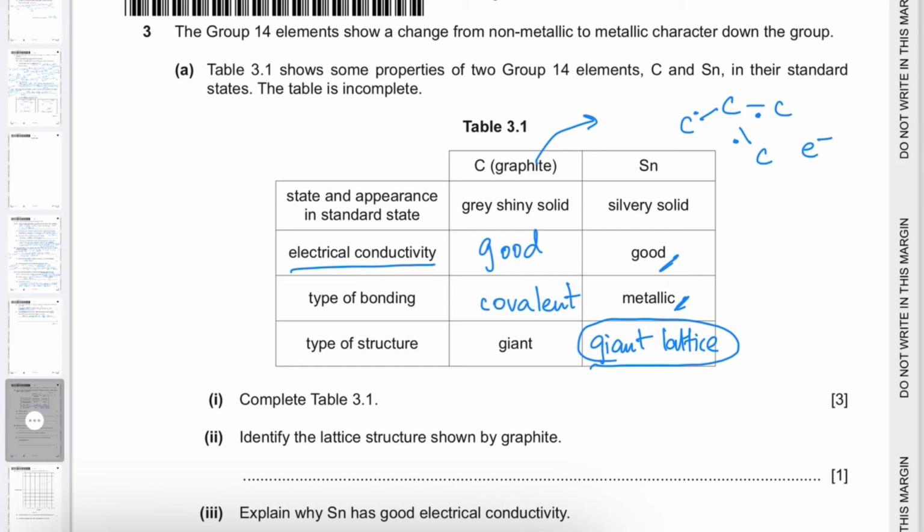Well, graphite contains only the non-metal carbon atoms. There is no metal, so it can't be ionic or metallic. Therefore, it is a giant molecular structure.